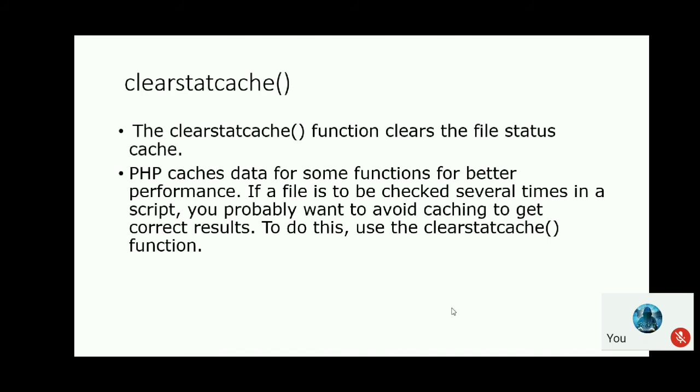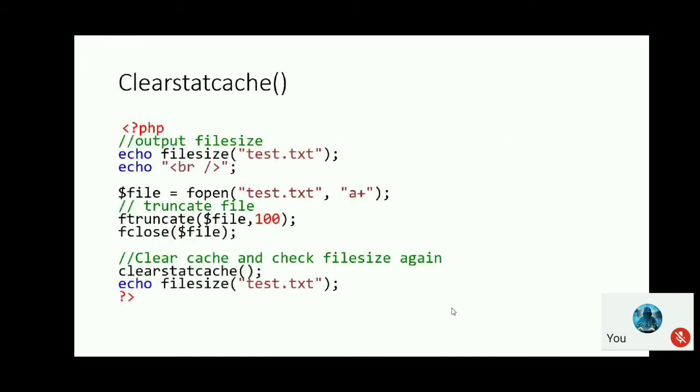But here, I'm going to programmatically clear the cache. The method which is used to clear the cache is called clearstatcache. That is the method used to clear the cache. Now I have a filesize. Listen here: you know that filesize will give me the size of the file called test.txt.